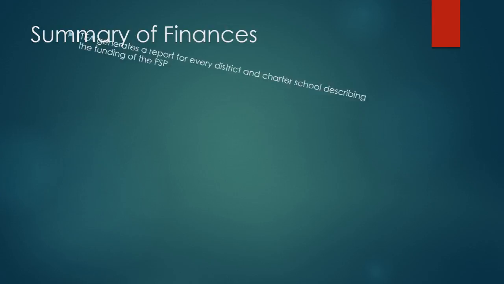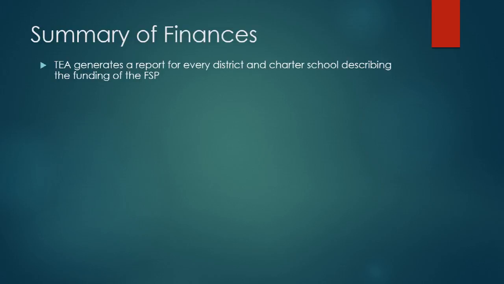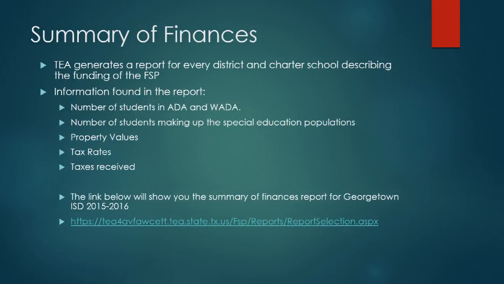Then there's the summary of finances. TEA generates this report every year for a district and charter school describing the funding of the FSP. Information found in the report are the number of students in ADA, which is average daily attendance, and WADA, which is weighted average daily attendance. Then you have the number of students making up the special education populations, property values, tax rates, taxes received. All of this will affect how much Tier 1 funding the district will receive.